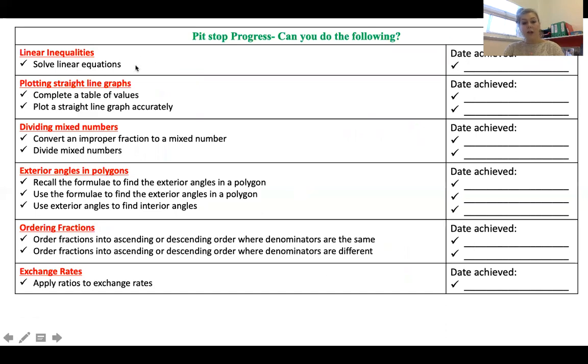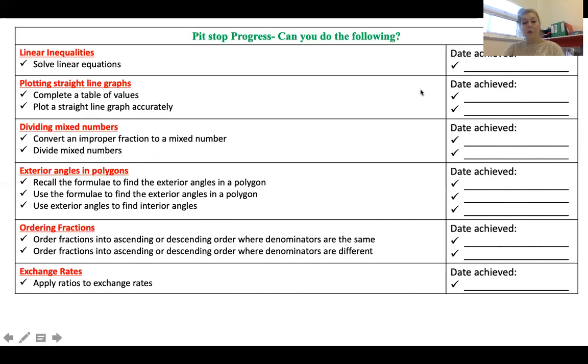Can you solve a linear inequality? Can you complete a table of values? Can you draw a straight line graph accurately? Can you divide mixed numbers? Can you recall the formula for exterior angles and polygons? Can you use the formula accurately and then use that to find interior angles? Can you order fractions either in ascending or descending order, whether denominators are the same or different? And can you apply ratios to exchange rates?